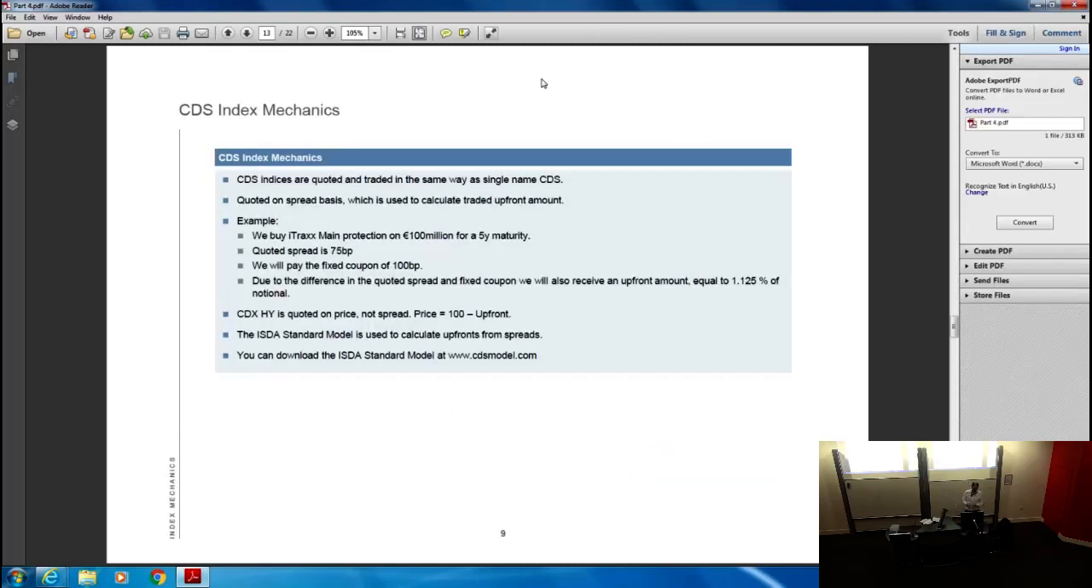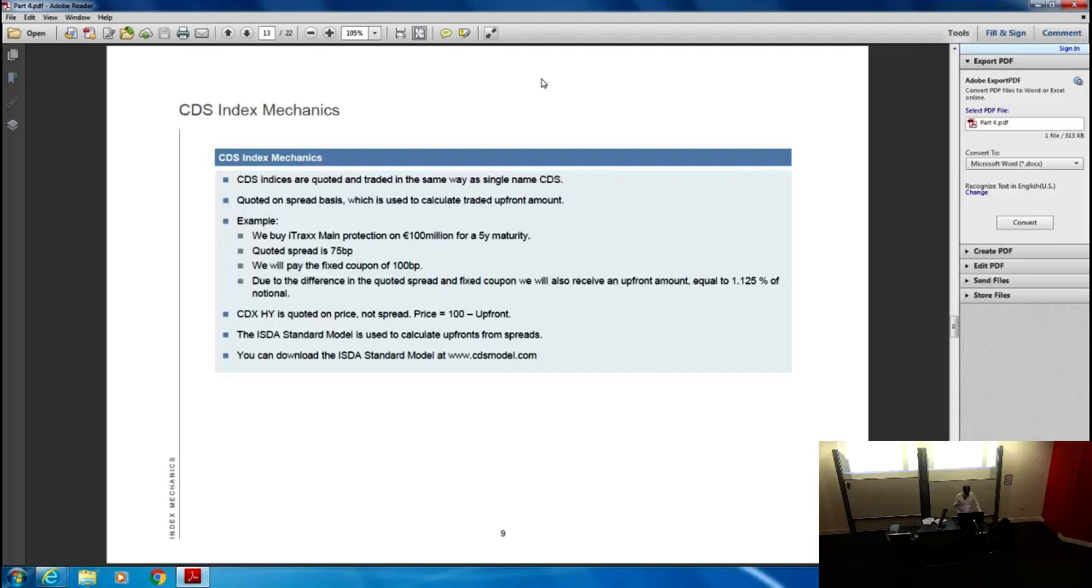All right. So, some of the mechanics around the CDS product itself. As I said before, indices are quoted and traded in the same way as a single name. So rather than buying protection on XYZ Corp, you're buying protection on the iTraxx index, and that has all of the underlying names in it. It's quoted on a spread basis, and then the usual formulas that we looked at earlier are used to calculate the upfront amount which is paid.